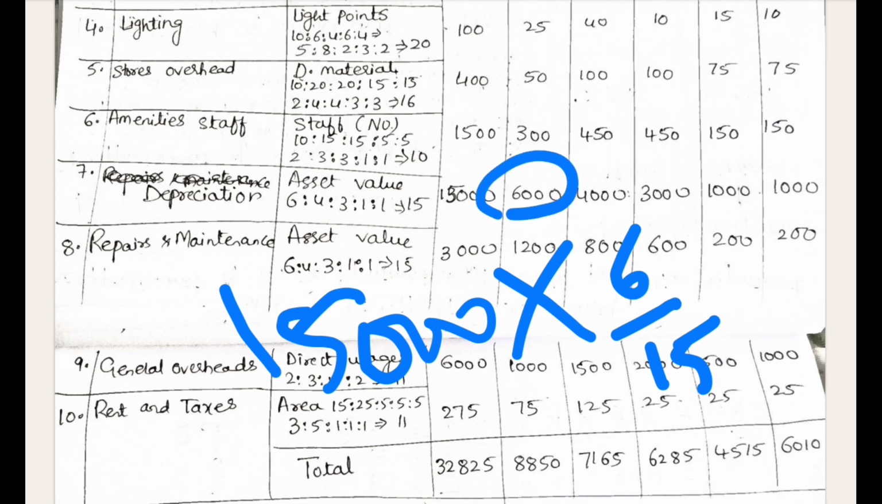Now 15,000 into 4 by 15, 4,000. 15,000 into 3 by 15, just the denominator changes, 3,000. 1 by 15, 1,000. 15,000 into 1 by 15, 1,000. Like this we have to distribute 15,000 on the basis of assets value ratio.